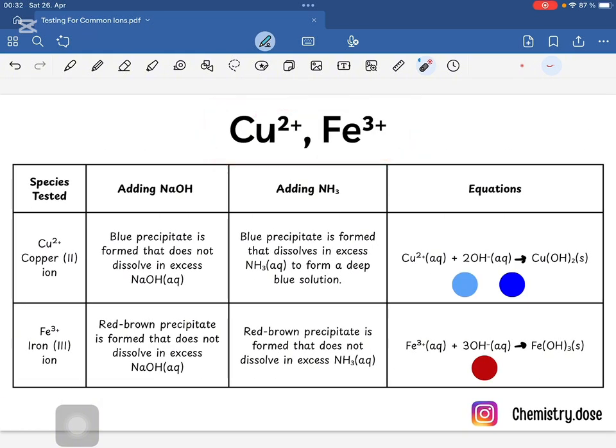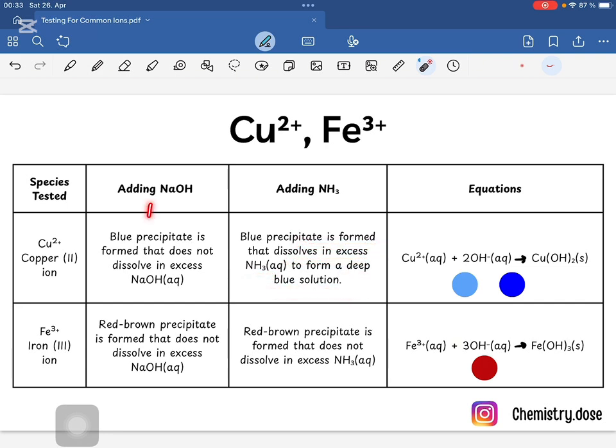The final two are Cu2+ and Fe3+. Now Cu2+ is easy to remember. It's the ion that will give a blue precipitate with NaOH or NH3. So the Cu2+ will give a blue precipitate that does not dissolve in excess NaOH. However, if you add NH3, ammonia, to the Cu2+, the blue precipitate is formed that dissolves in excess NH3 and is going to form a deep blue solution.